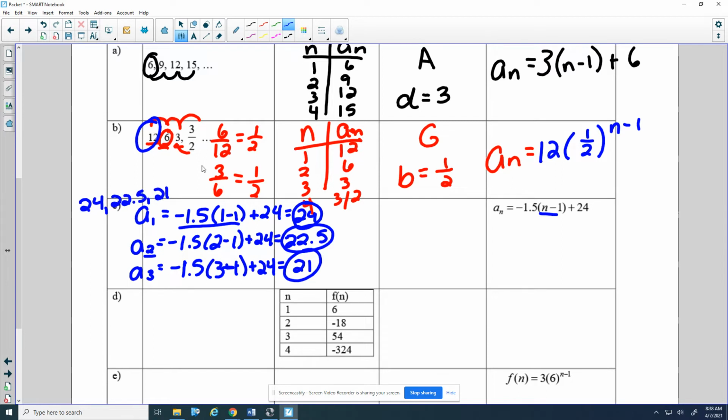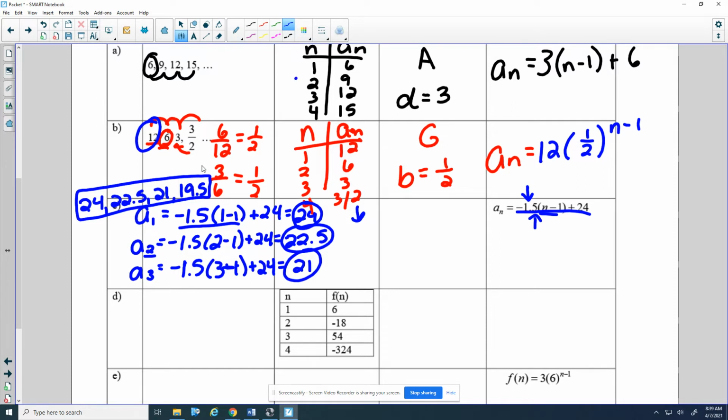22.5, 21. I can see the pattern of subtracting 1.5, which is also seen in this formula by this d value, because this is written in the normal form we're used to. So here the next number would be 19.5. So here's my list of numbers. Since this is just kind of like an instructional video, I could erase all this. I could write my table here, right? As I said, I think this is enough.